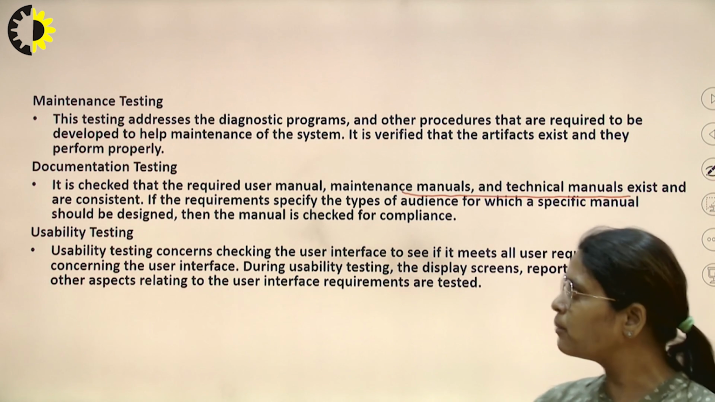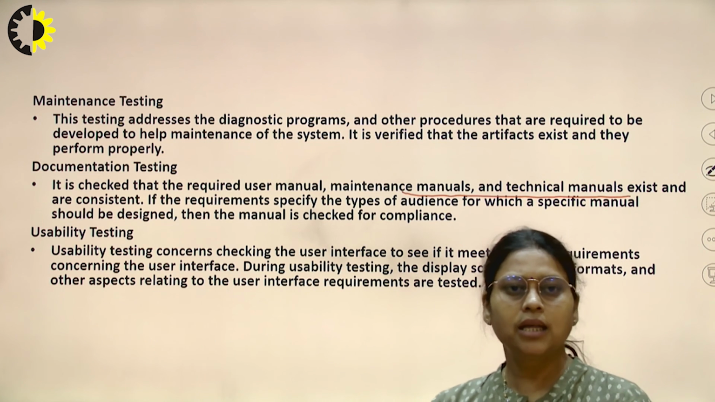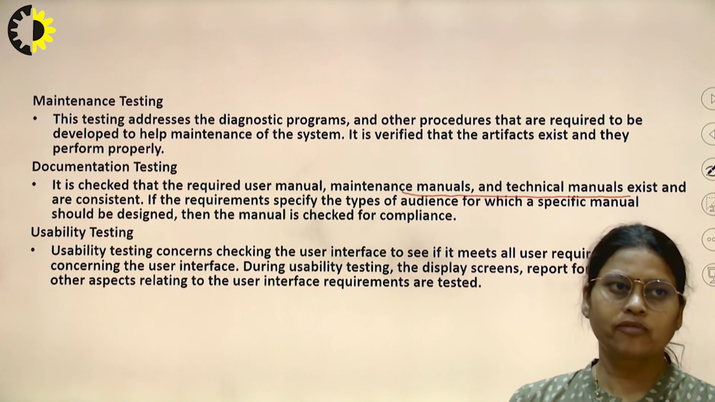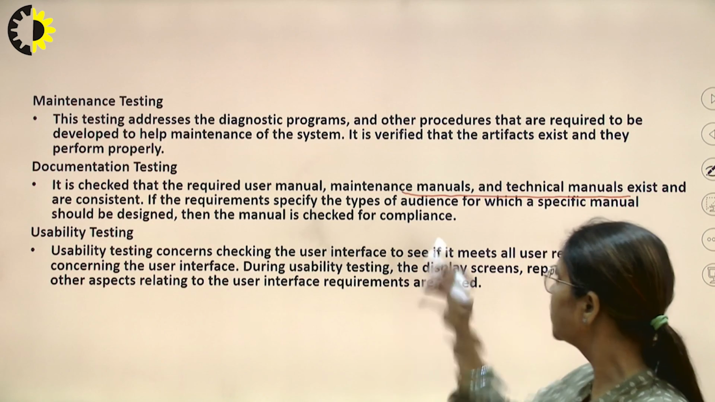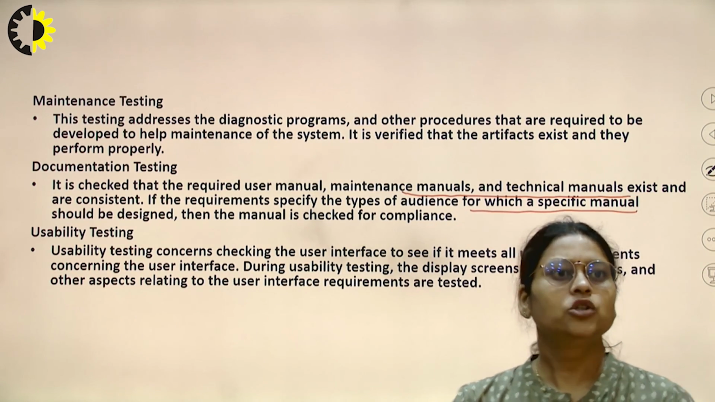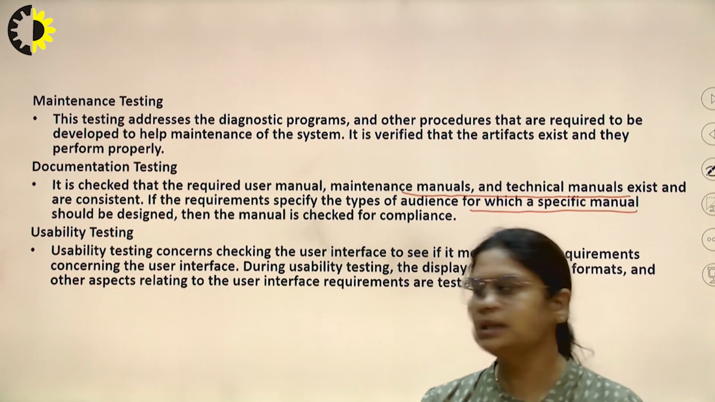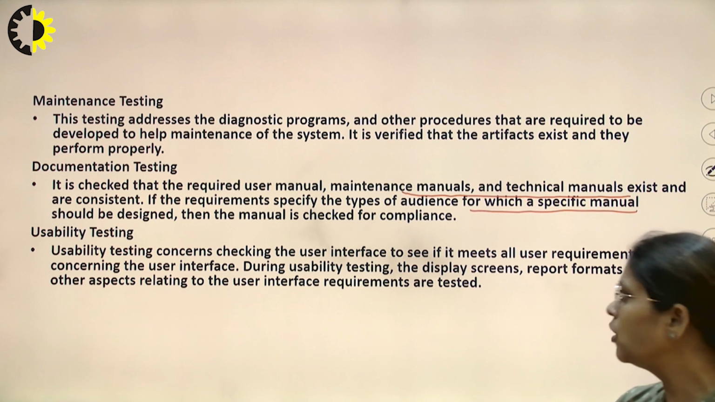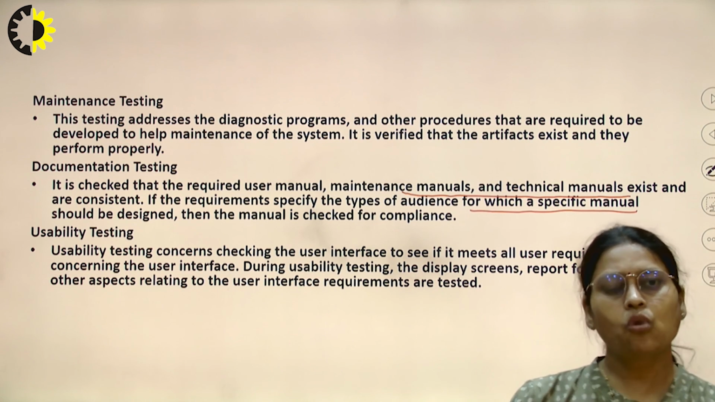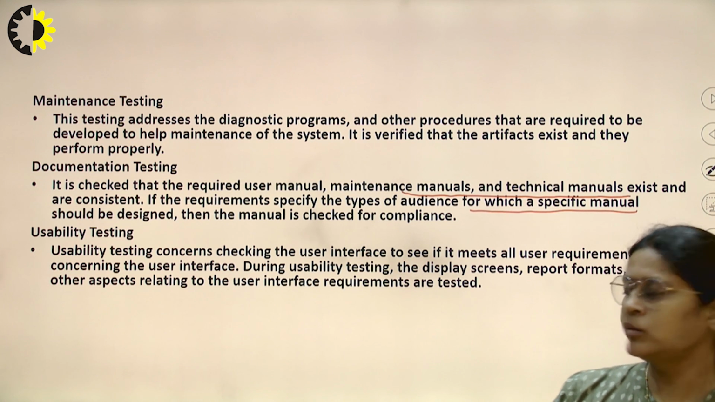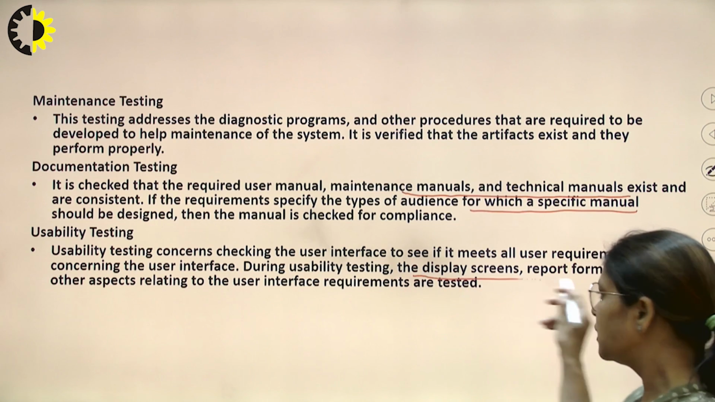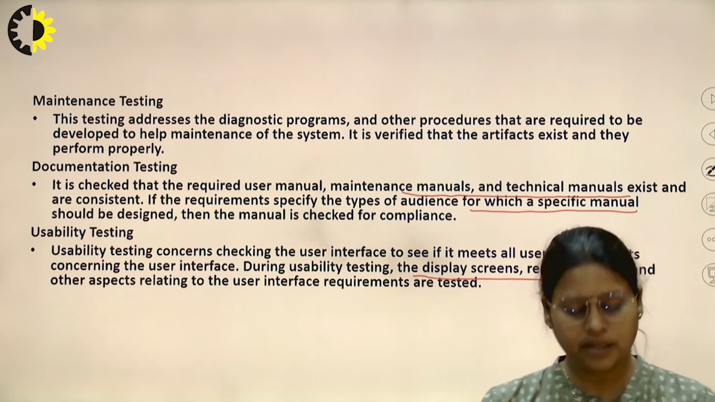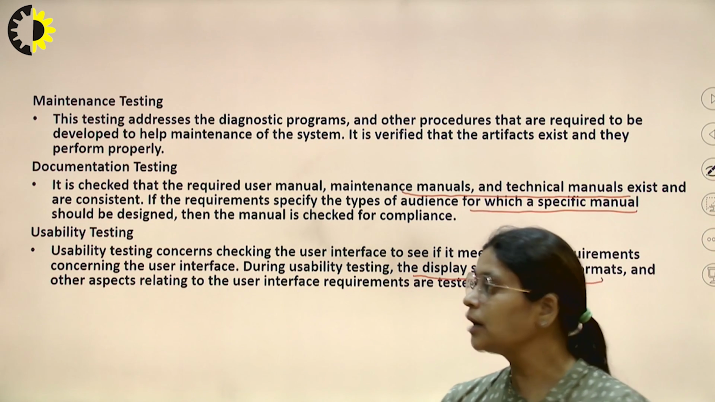They must be maintained properly, because ultimately the user will use all these user manuals for using the software. If the requirements specify the type of audience, the manual should be designed for that audience, and the manual is checked for compliance. Next testing is usability testing, which concerns checking the user interface to see if all the requirements are met or not. So during usability testing, the display screens, format, and other aspects related to user interface requirements are tested.